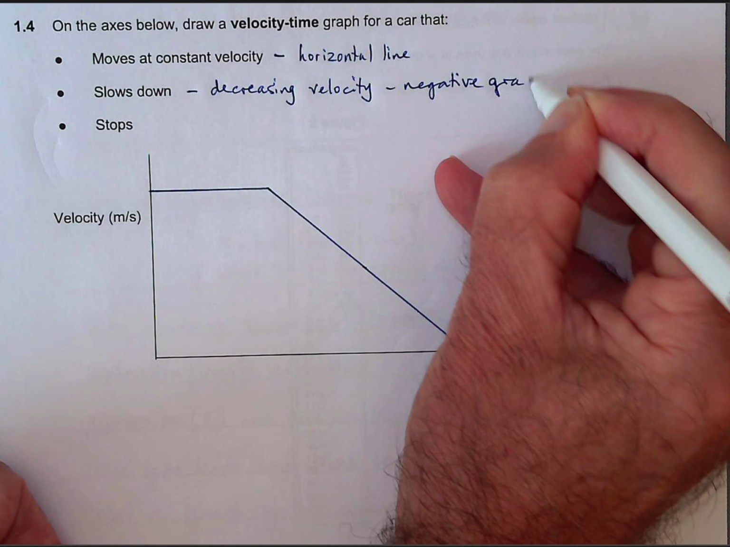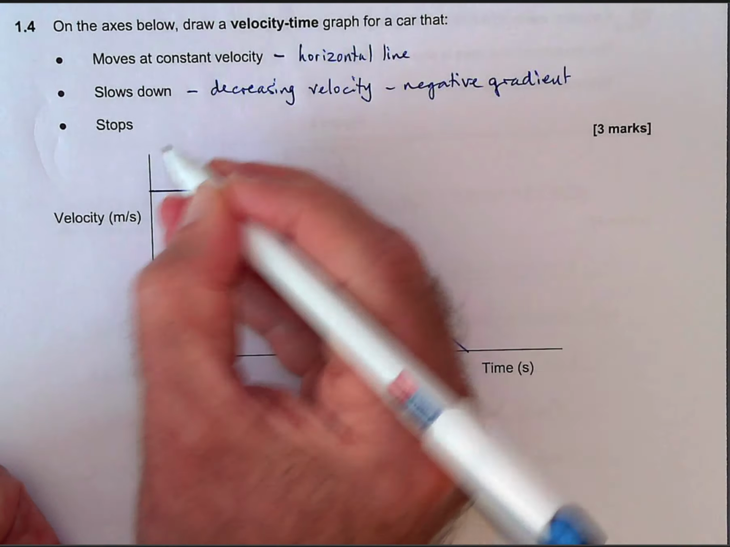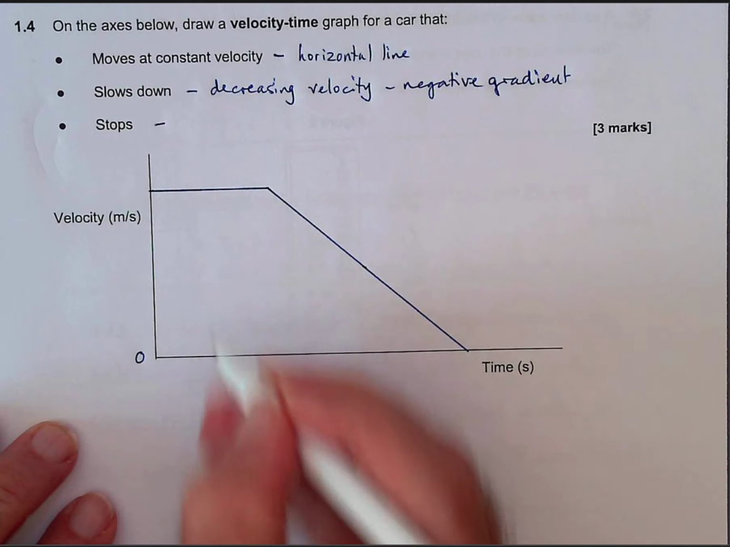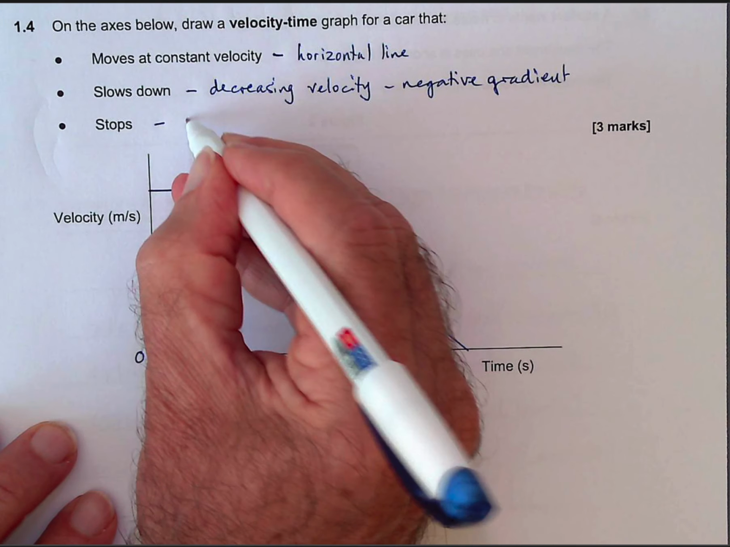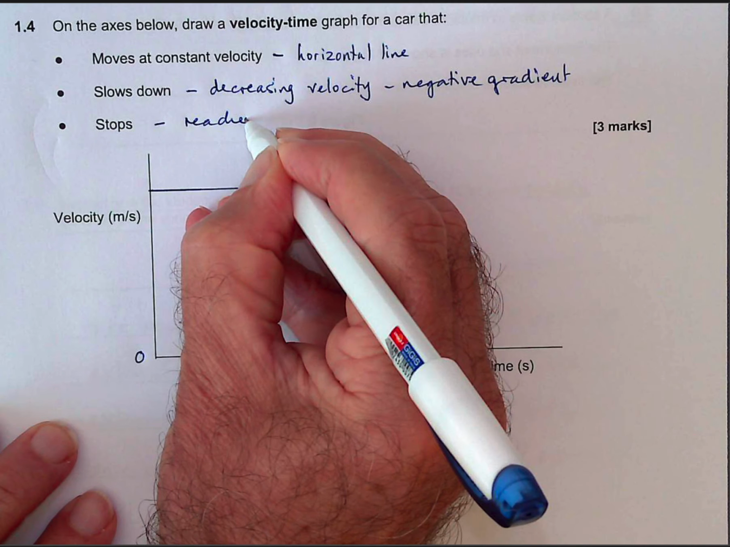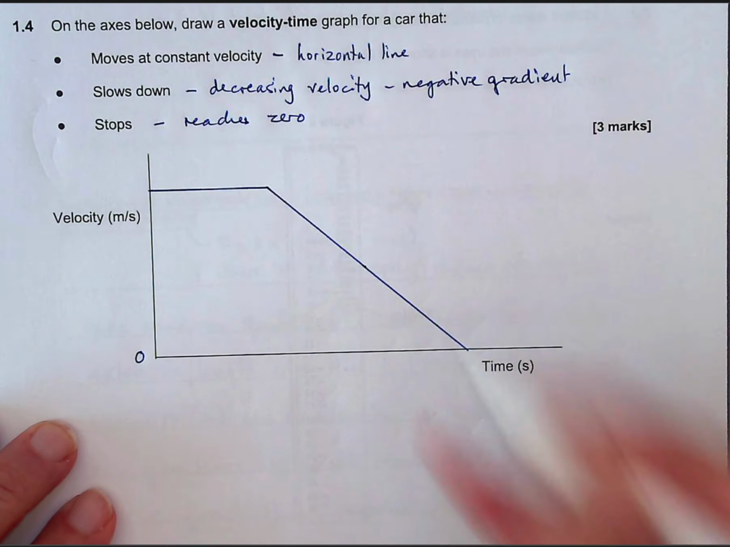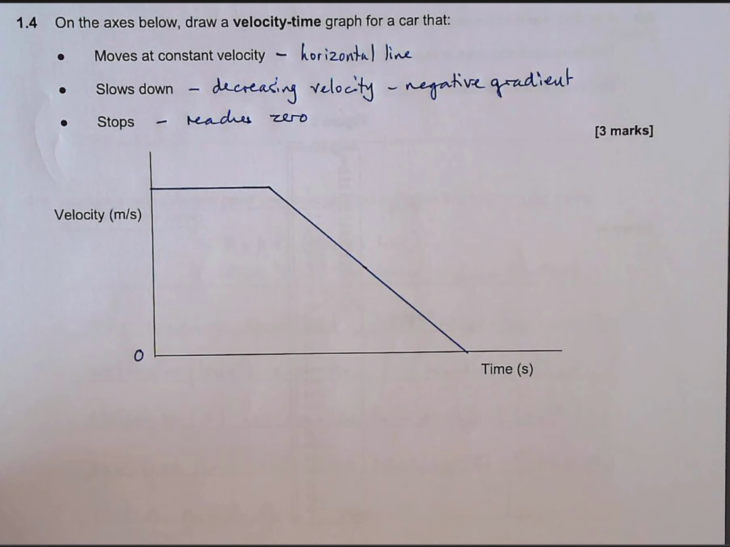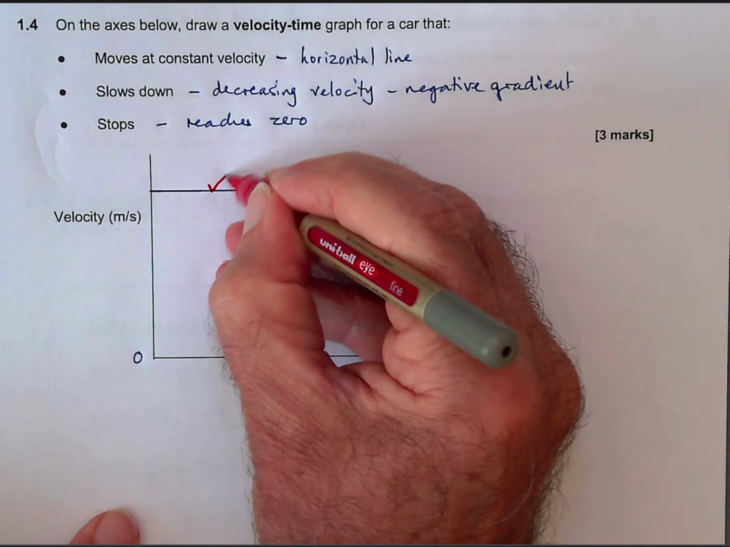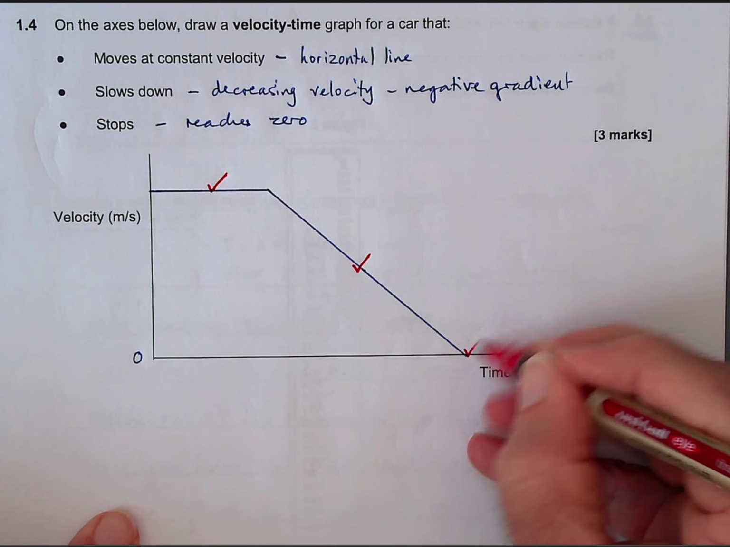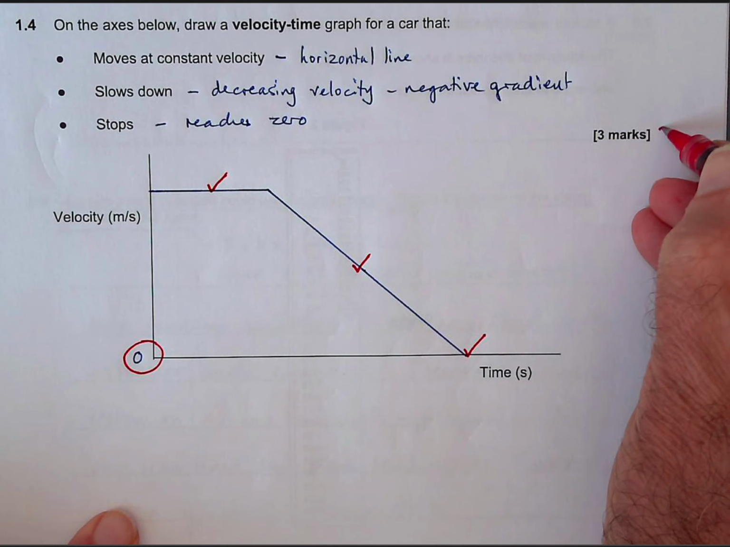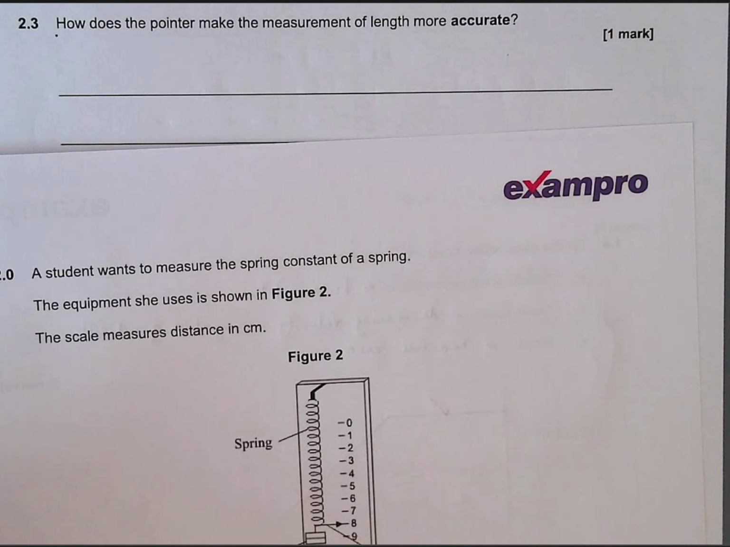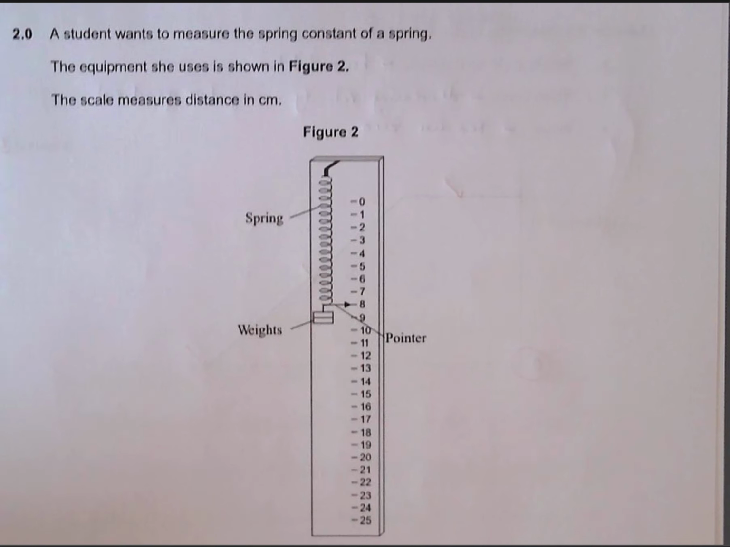These are the points that you need to make sure you know for the exam. And then it stops. That means it must reach zero on the velocity axis, reaches zero. Okay, so I'm assuming you'll get 1 mark for each of those lines. So horizontal line, decreasing and finishing with 0. That's your 3 marks for question 1.4. Okay, that's question 1 complete.